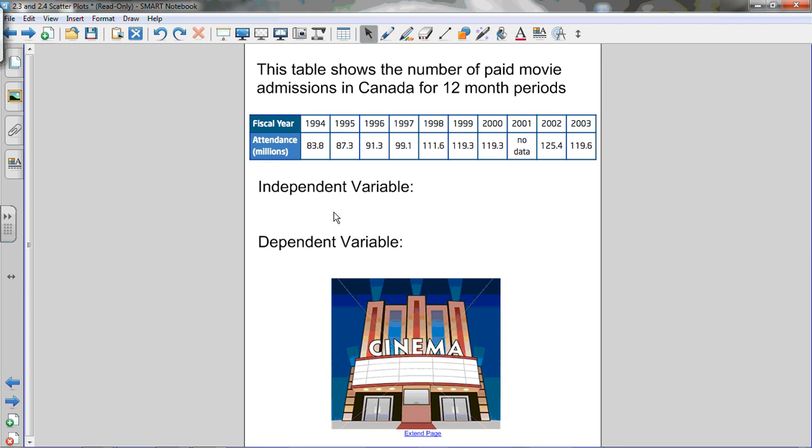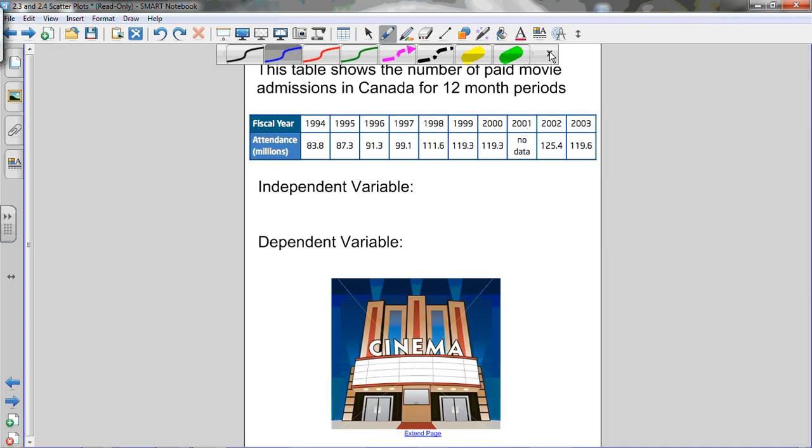Now, let's make another scatter plot, and after we've made the scatter plot, we'll draw our line of best fit. And after we've drawn our line of best fit, we'll make some interpolations and extrapolations using that line of best fit. Okay? So this table shows the number of paid movie admissions in Canada for 12-month periods. So I've got my two variables, fiscal year and attendance in millions.